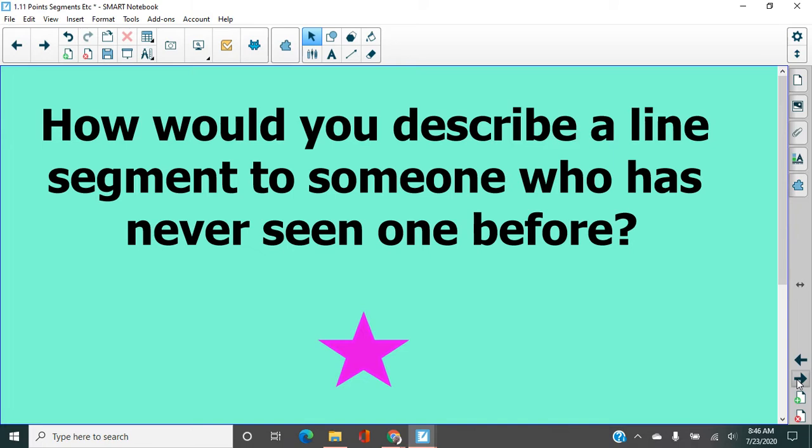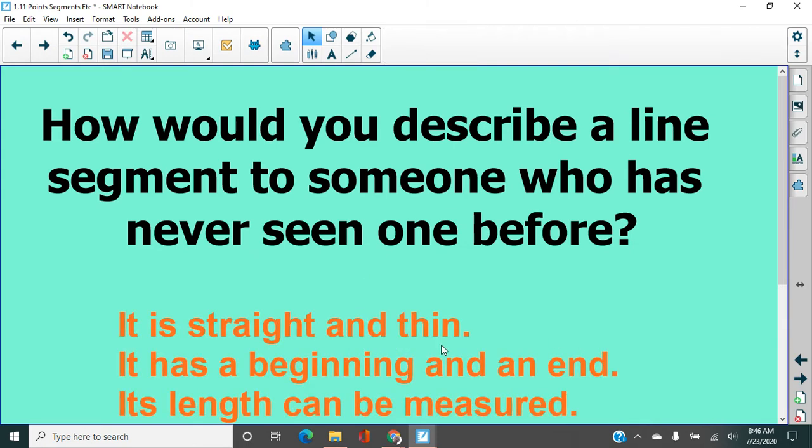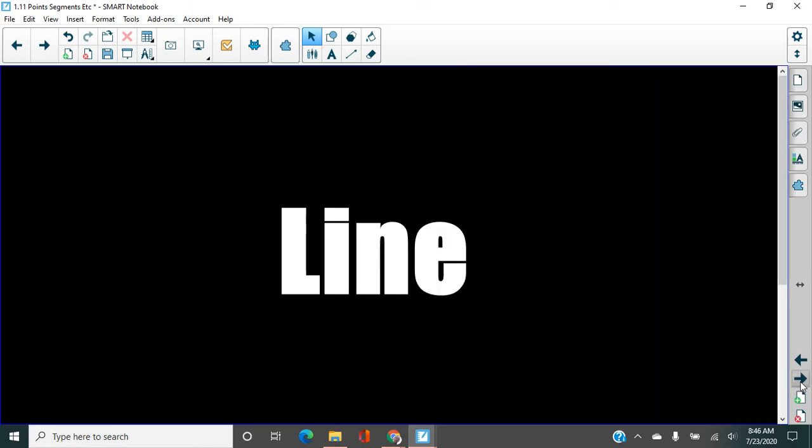How would you describe a line segment to someone who has never seen one before? What would you say? Well, it's straight, it's thin, it has a beginning and an end. That's a key thing. Its length can be measured, right? It's 2 points connected. Those all describe a line segment.